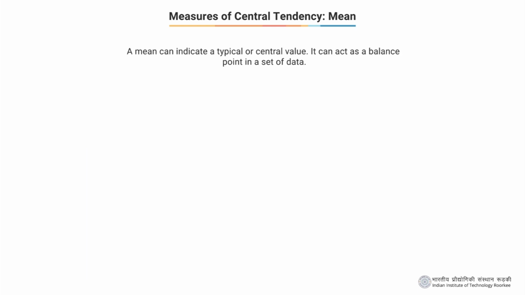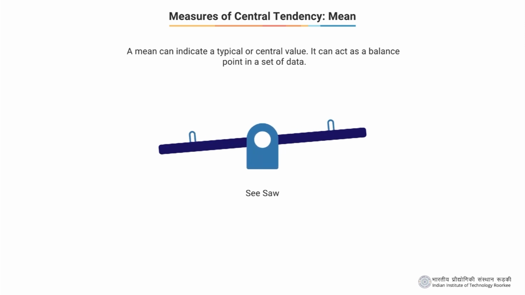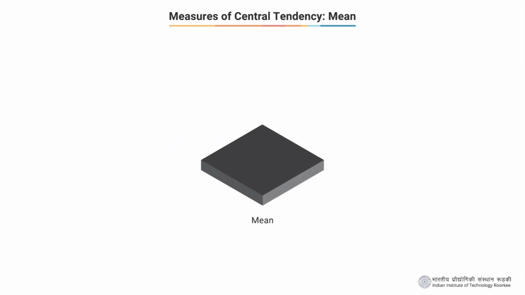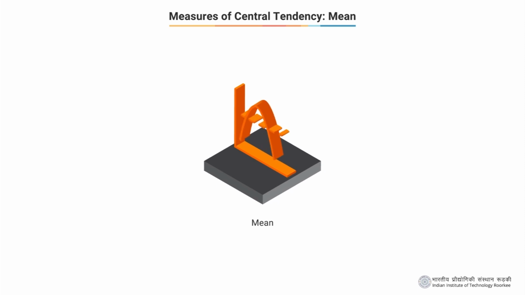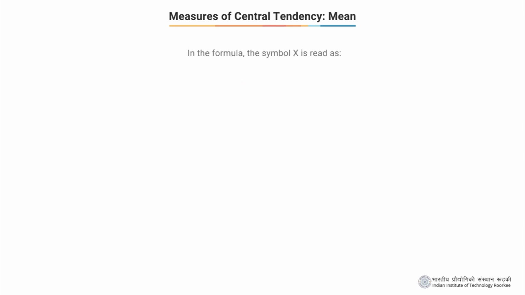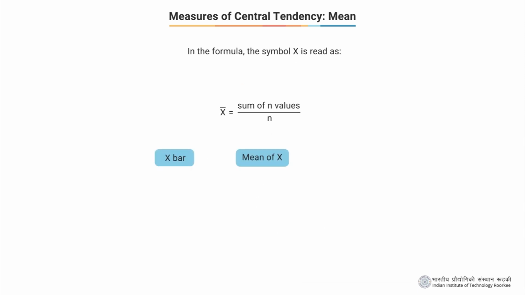The mean can suggest a typical or central value and serves as a balance point in a set of data, similar to a fulcrum on a seesaw. The mean is the only common measure in which all the values play an equal role, and that is why it is very important. The symbol x bar in the formula, read as x bar or mean of x or average of x, represents the mean of the sample.